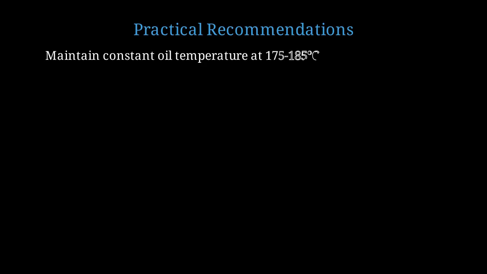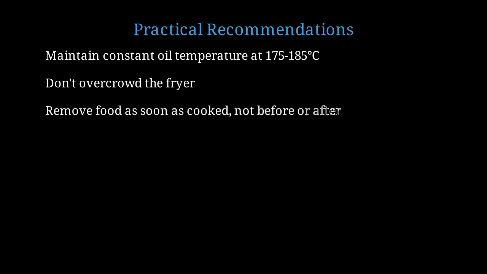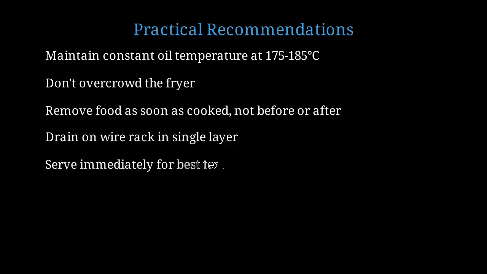Maintain constant oil temperature at 175 to 185 degrees Celsius using a thermometer. Don't overcrowd the fryer. Adding too much cold food drops the temperature below the optimal range, reducing vapor flux. Remove food as soon as it's cooked. Undercooking leaves it soggy. Overcooking removes all water and allows more oil absorption. Drain on a wire rack in a single layer, allowing air circulation and steam escape from all sides. Serve immediately. As food cools further, more oil can migrate inward and the crust softens.